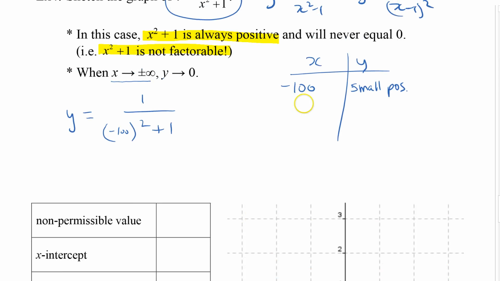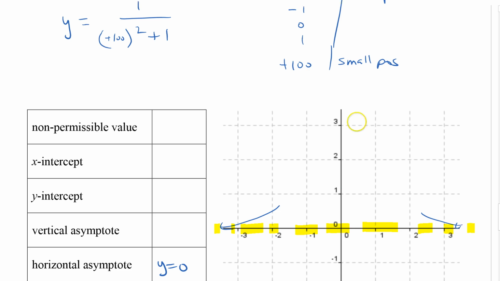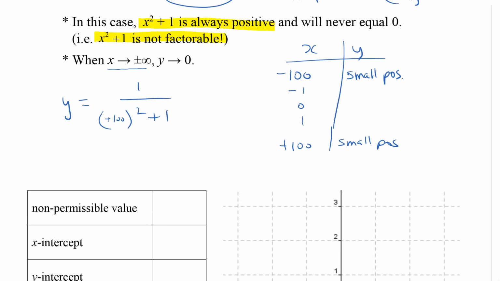How about if I put in a negative 1 and a 0 and a 1, and then if I put a plus 100, same idea. If I put a plus 100 here, I'd still get a very large positive value in the denominator. So again, I get a small positive, and that's where I'm going to get this same pattern over here. Okay, so what about negative 1? All right, so let's put a negative 1 in here. So negative 1 squared is 1. 1 plus 1 is 2, so I get a half.